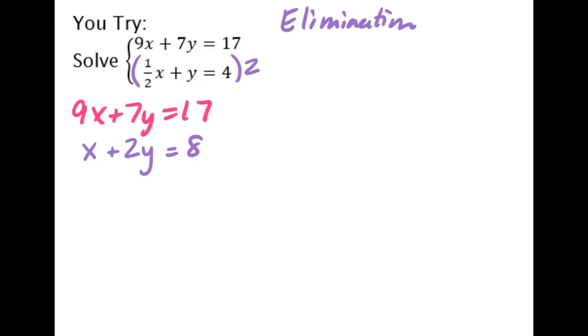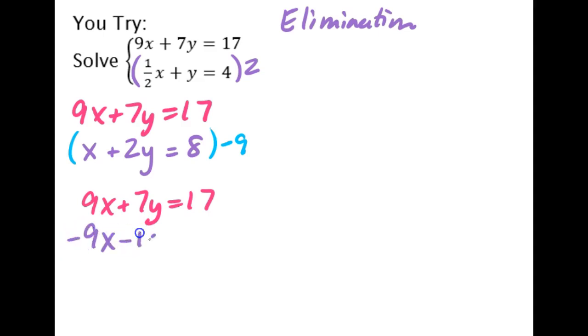Now I need to get something to eliminate. So I think the easiest thing to do here would be to multiply my bottom equation by -9. That way, the -9x will cancel out with the positive 9x. So I'm going to copy down the pink one again, and I'm not changing anything. And then I'm going to change the purple one. I'm going to multiply everything by -9. So I would have -9x minus 18y, and then I would have equals -72.